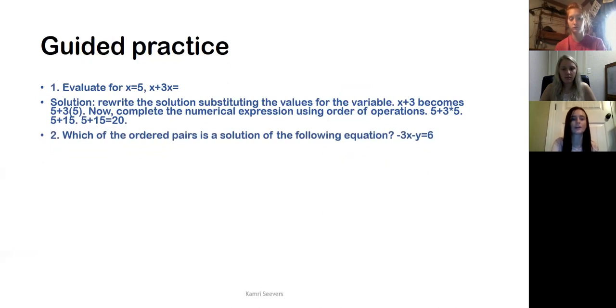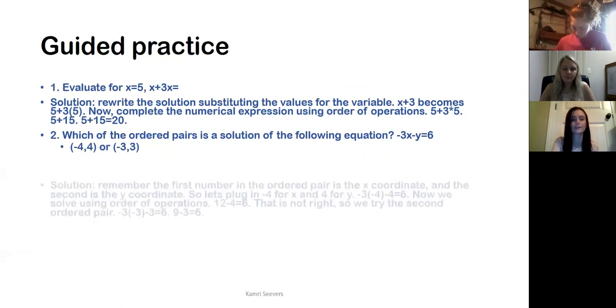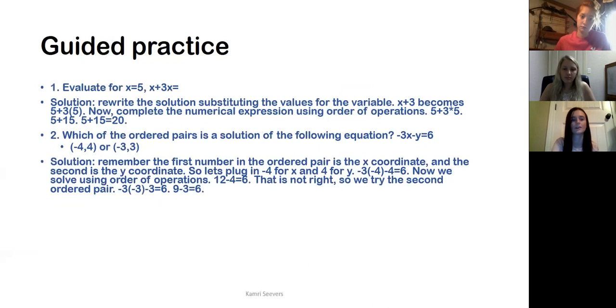Number 2 is, which of the ordered pairs is a solution of the following equation? Negative 3x minus y equals 6. Would it be negative 4 and 4 or negative 3 and 3? Solution. Remember, the first number in the ordered pair is the x-coordinate and the second is the y-coordinate. So let's plug in negative 4 for x and 4 for y.